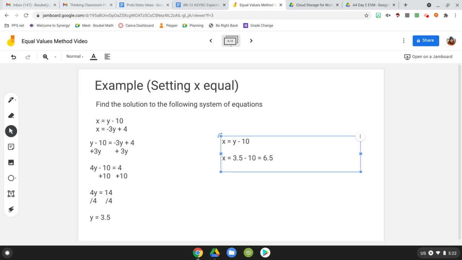Okay, so last step here, let's check our answers. So y equals 3.5. All right, let's see. We're going to plug in what we solved for. So 6.5 equals 3.5 minus 10. Yep, that works out. 3.5 minus 10 is 6.5. Let's check our other equation. So we want 6.5 to be equal to negative 3 times 3.5 plus 4.